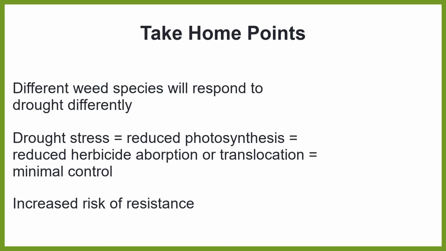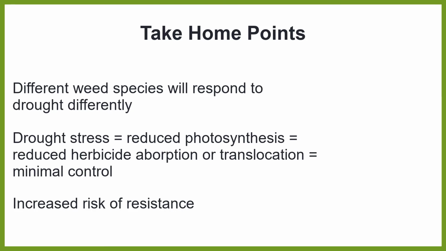From these results, we can conclude that weed species will respond to drought conditions differently, and those responses may even possibly vary from year to year. It is important to remember that when weeds are drought-stressed, photosynthesis rates are lower, and this could ultimately lead to a reduction in the absorption or translocation of herbicides. If a weed cannot translocate or absorb the herbicide, then control will be minimal. In addition, applying a herbicide and receiving minimal to no control can also increase the risk of resistance to occur.